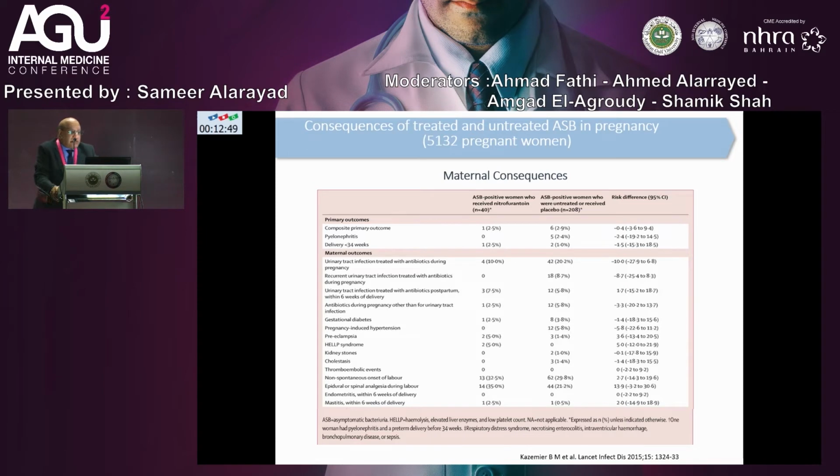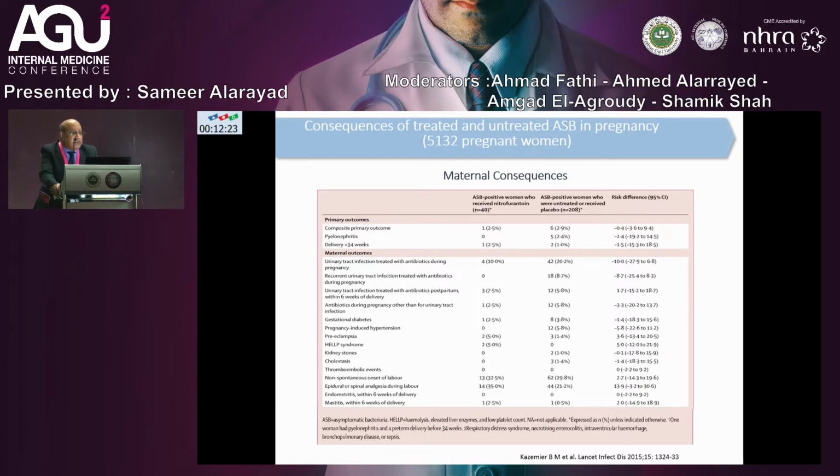Forgive me about this slide, it's a bit busy, but let us concentrate on the small upper box. You will see that complications like pyelonephritis are more common in untreated patients, as well as premature deliveries, less than 34 weeks of gestation.